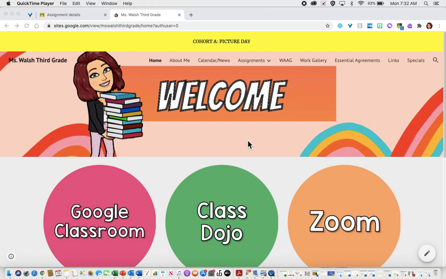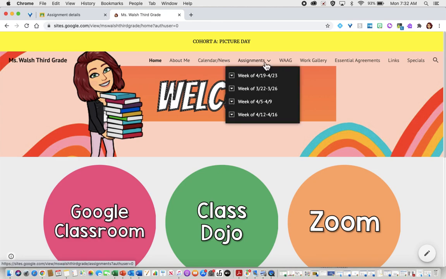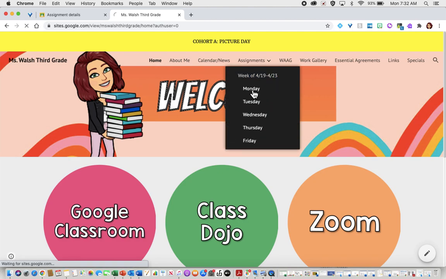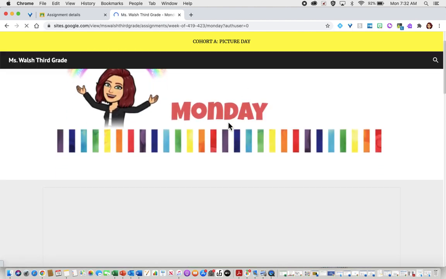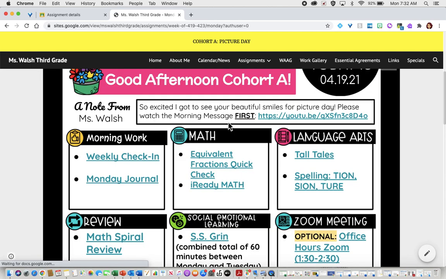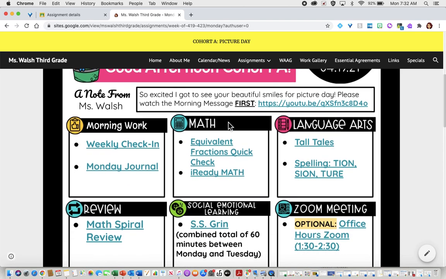Let's go ahead and look at our jobs for today. First things first, it is picture day for cohort A. So if you are coming in to school today, know that we will be taking pictures. Let's look at our assignments for today. It's the week of the 19th through the 23rd, and it is Monday, April 19th, 2021. Let's look at our jobs for today.